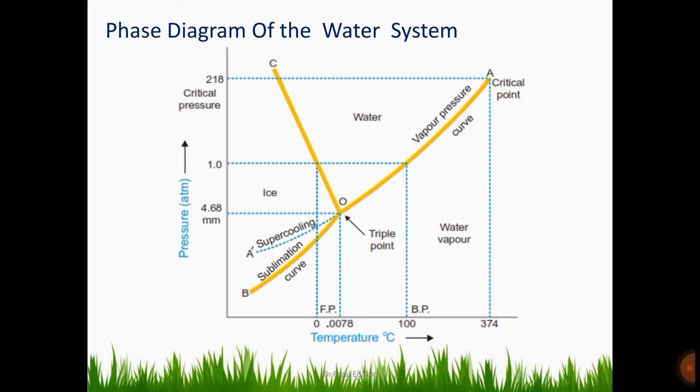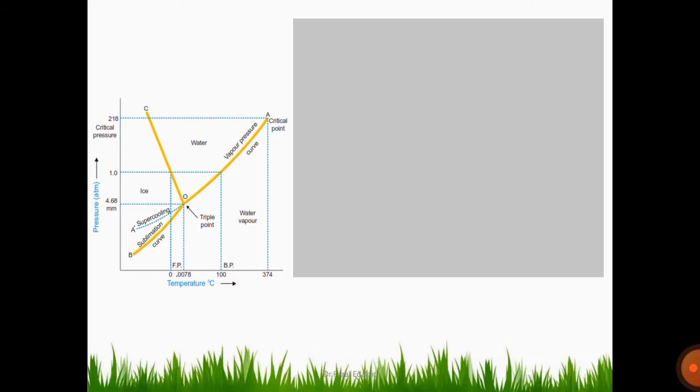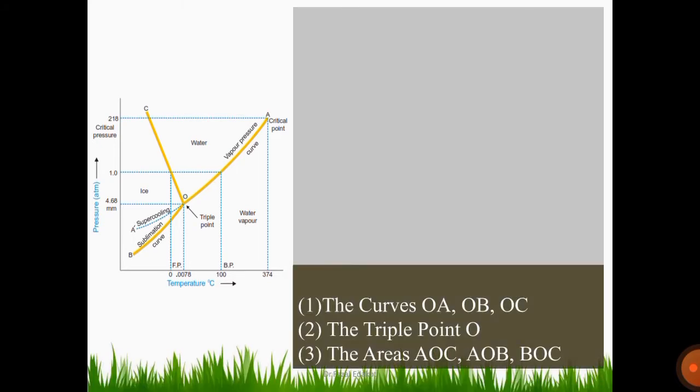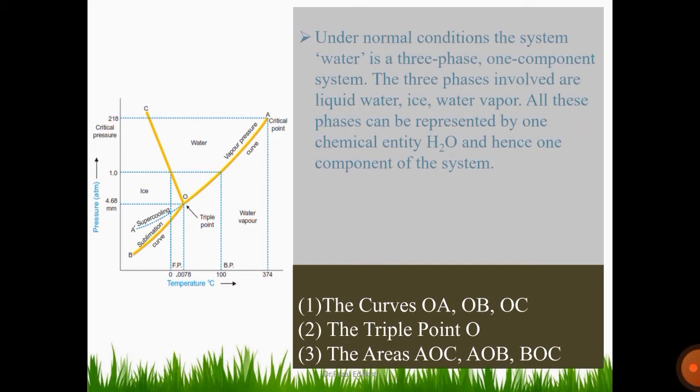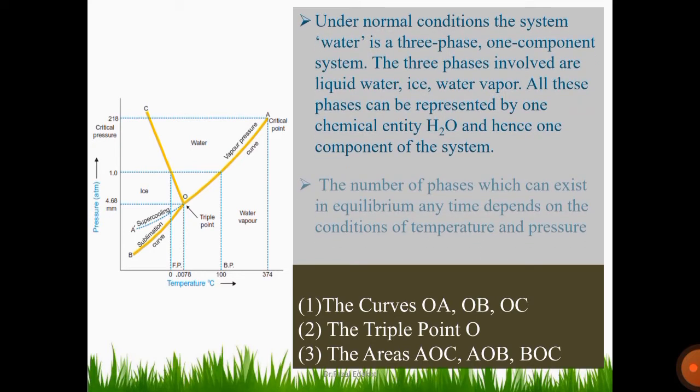Now let's discuss the characteristics of this water system. Let the phase diagram be on the left side. We have discussed almost all the things. So there are 3 curves: OA, OB and OC, and there is one triple point, and there are 3 areas: AOC, AOB and BOC. Under normal conditions, the system water has 3 phases, one component.